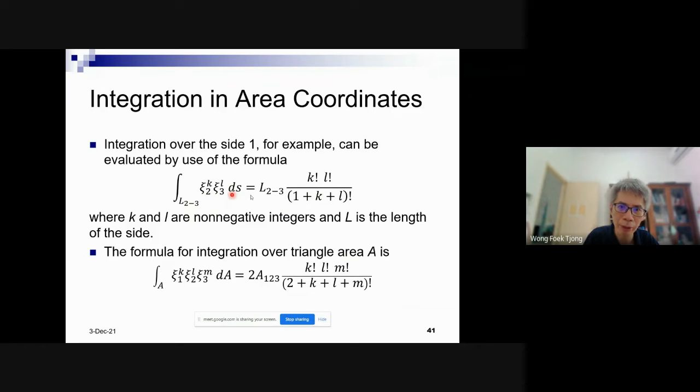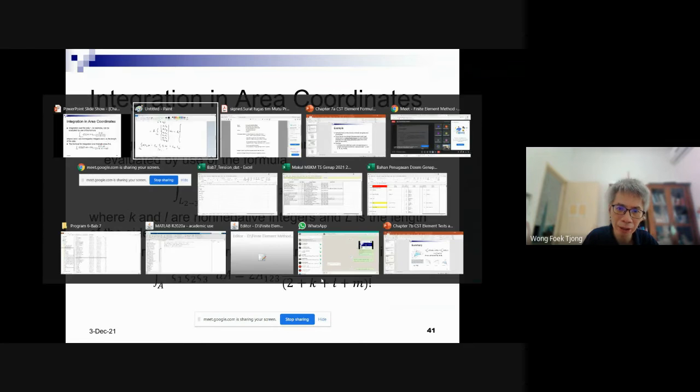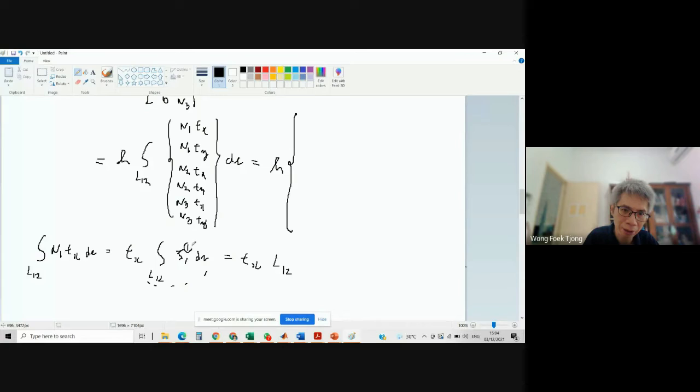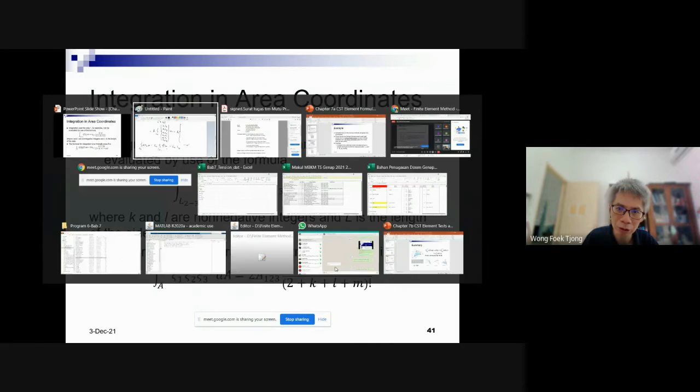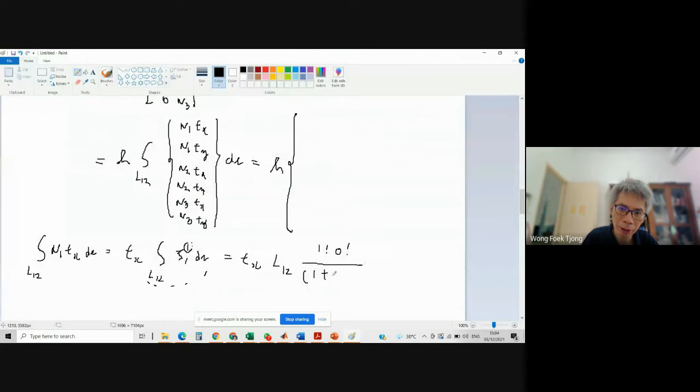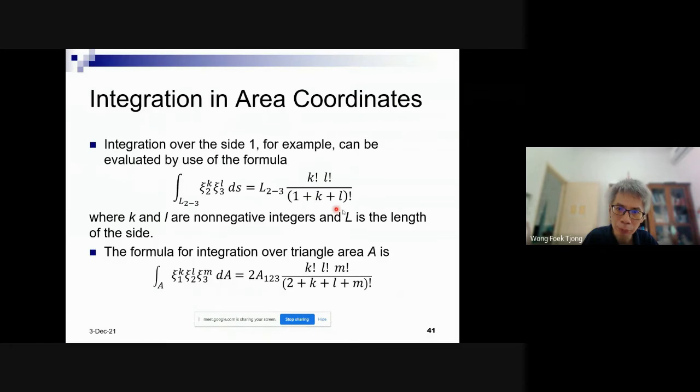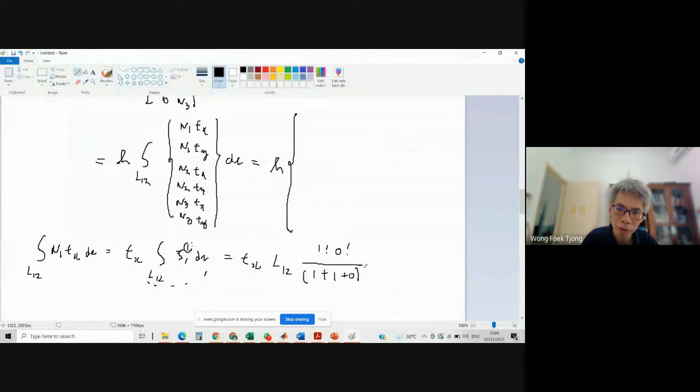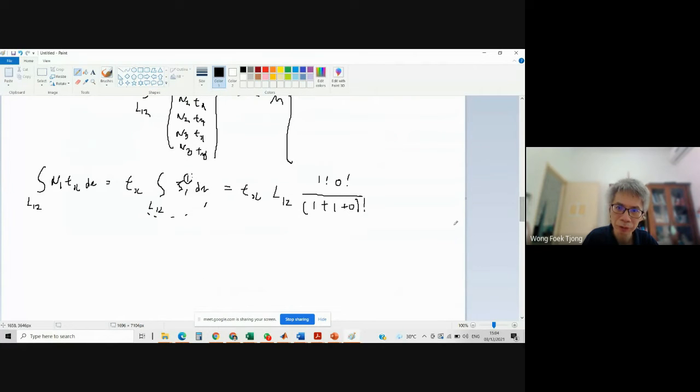But we only have one term here, one factor. So this is just k factorial. k is 1 because the power is 1 right here. 1 factorial, 0 factorial. l is 0. So this is 1 plus 1 plus 0 factorial. That's the result. So the result is dx, the side length, and then 1 over 2 factorial. 2 factorial is just 2, so the result is just divided by 2.